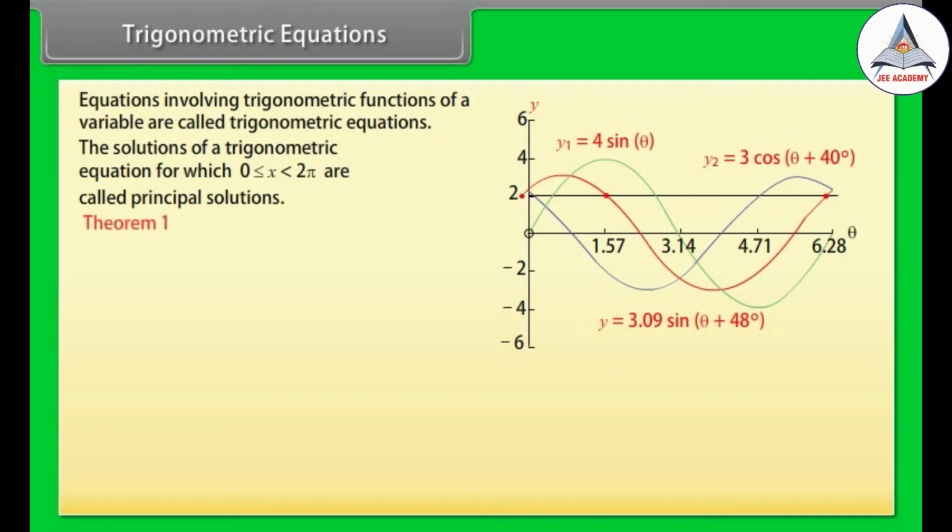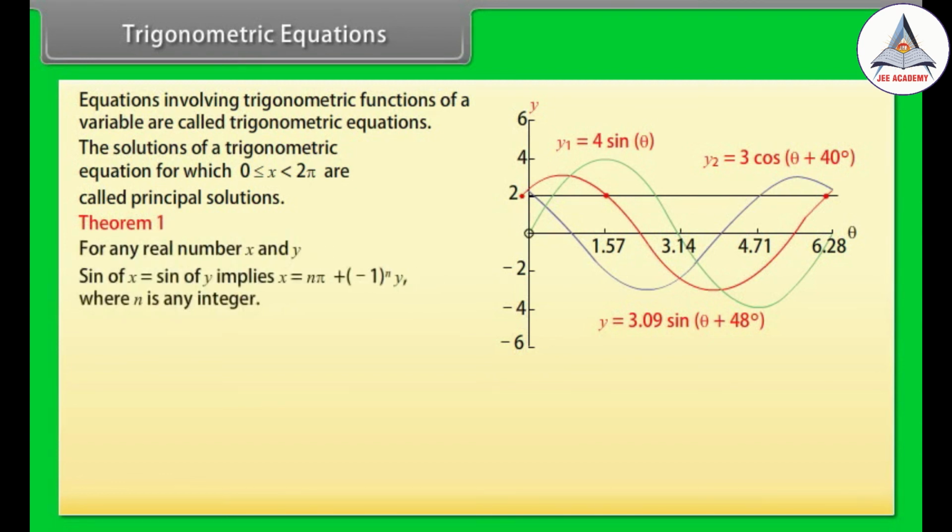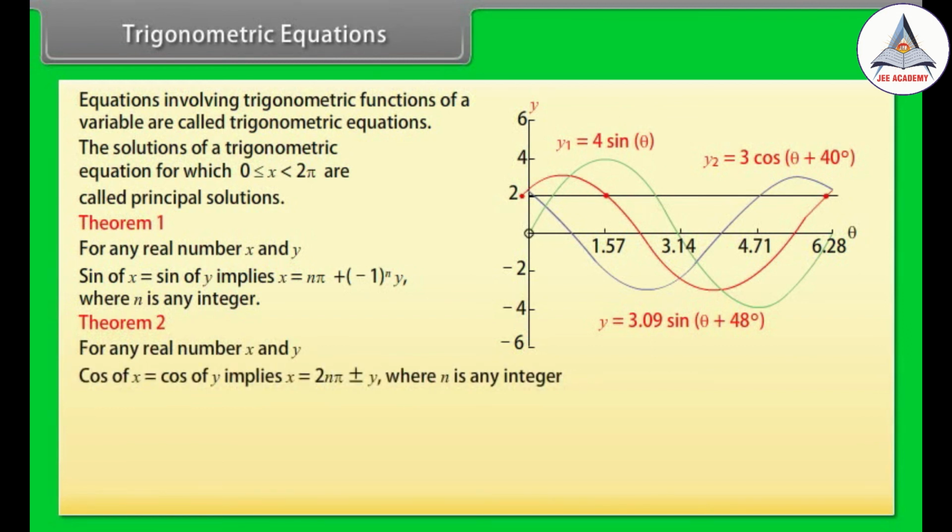Theorem 1. For any real numbers x and y, sin x is equal to sin y implies x is equal to nπ plus (−1) raised to the power n into y, where n is any integer. Theorem 2. For any real numbers x and y, cos x is equal to cos y implies x is equal to 2nπ plus or minus y, where n is any integer.